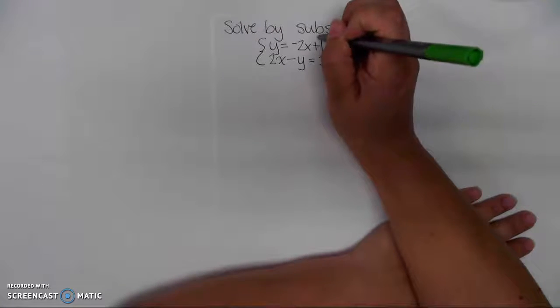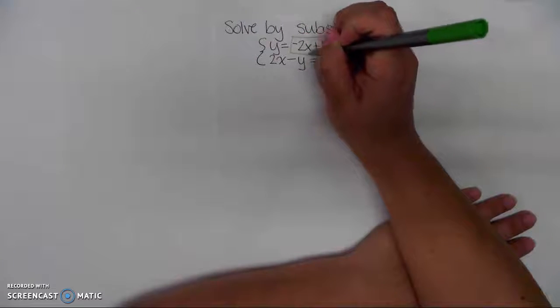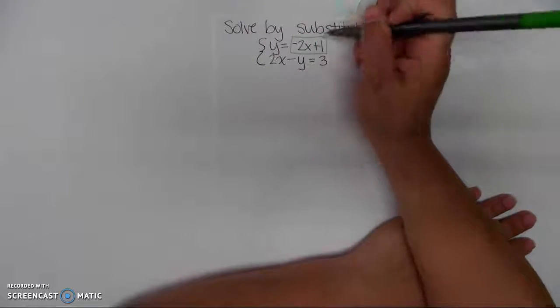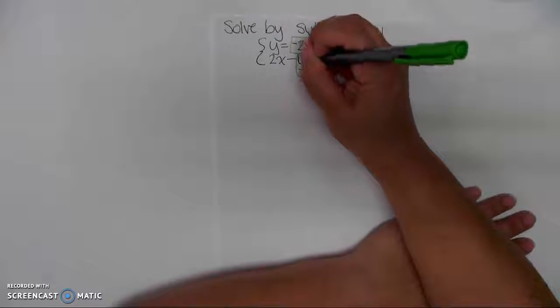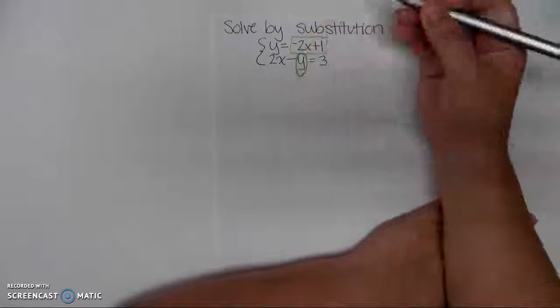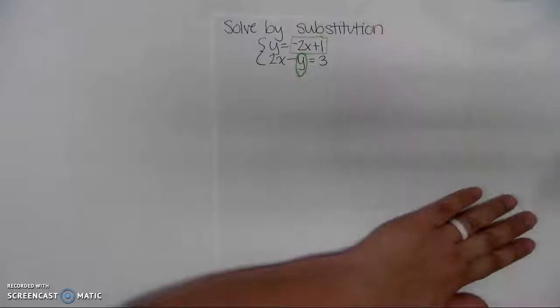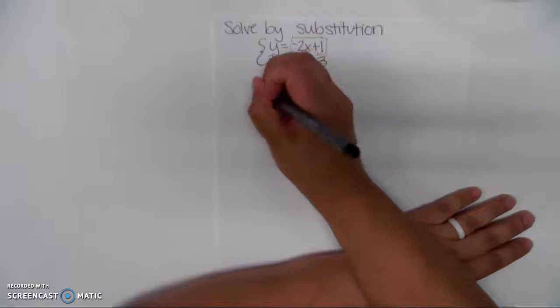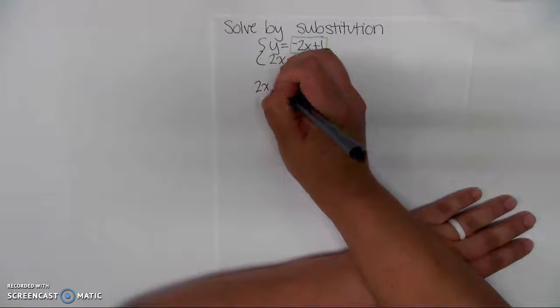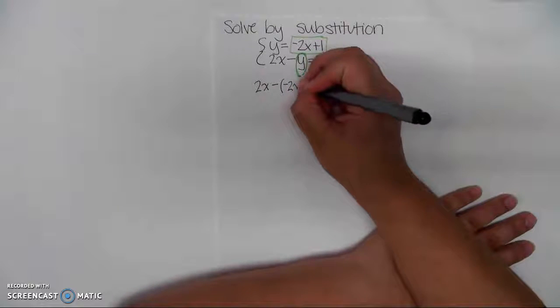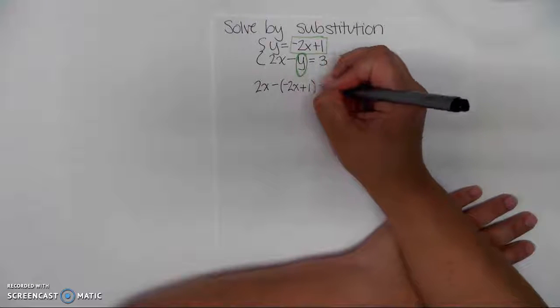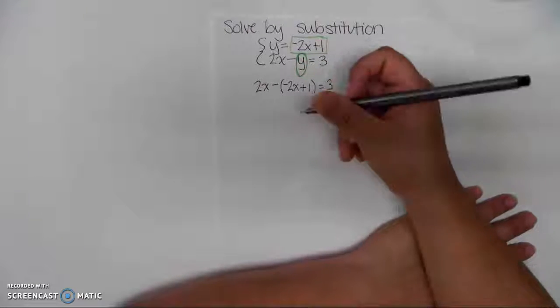So we are going to take whatever that equals, in this case negative 2x plus 1, and it's going to go in for y in our bottom equation. When I see that y, instead of writing the y, I'm going to write the negative 2x plus 1. So I'm going to do that right now. 2x minus, and then I have negative 2x plus 1 instead of y, equals 3.